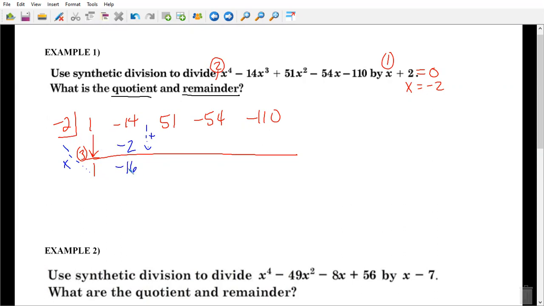-2 times -16 is 32. 51 plus 32 is 83. 83 times -2 is -166. -54 plus -166 is -220. -2 times -220 is 440. -110 plus 440 is 330.